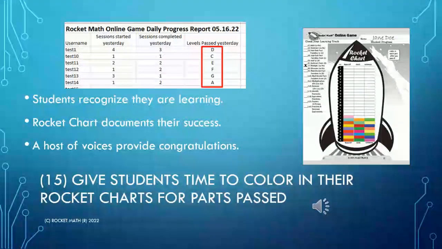Number 15 is to be sure to give students time before starting their session to color in their rocket chart for the parts they have passed. You'll know who should be doing this by the daily progress report. This is the time for students to savor their success and recognize their learning. It is powerfully effective to give them the time to do this. It only takes a minute or two, but it is important.